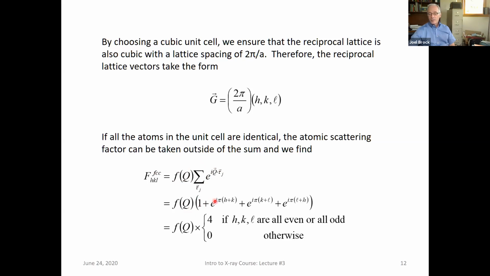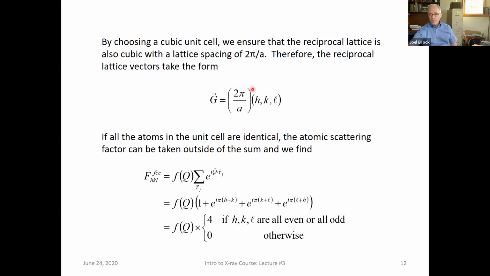There's my corner atom, here's one face atom, another face atom, the third face atom. And you can see there are only 2 possible numbers that you can get from this. If h, k, and l are all even or all odd, that number adds up to 4. Any other choice of integers, and they add up to 0. So there's only 2 possibilities.